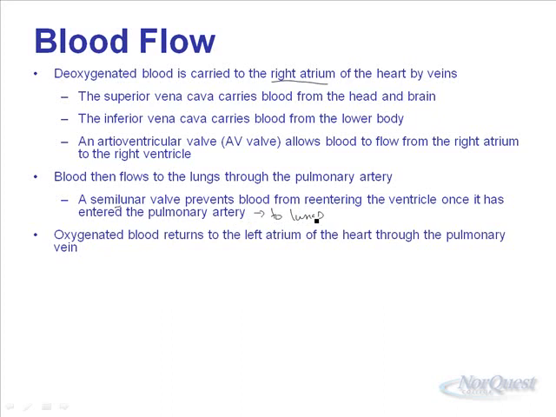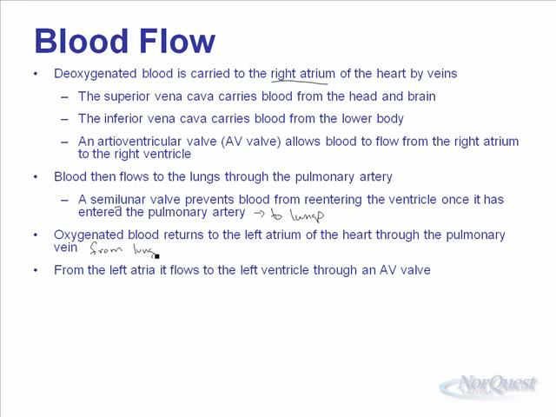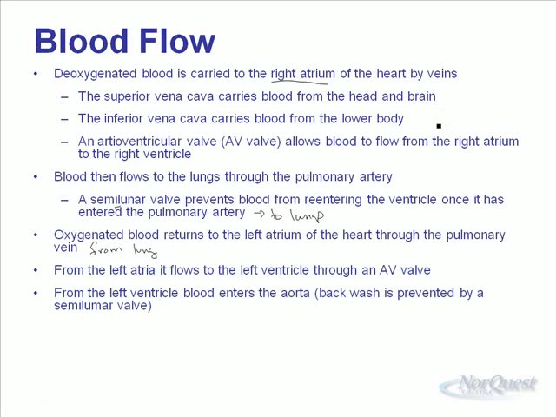To your lungs. The oxygenated blood is going to return to the left atrium of the heart through the pulmonary veins, and so this is from the lungs. It goes out to the lungs, it gets its oxygen, and returns to the heart at the left atrium, flows into the left ventricle. The left ventricle contracts, and again, it's going to flow through that AV valve that separates atria from ventricles, and from the left ventricle, it's going to be pushed into the artery. And again, the backwash is prevented by the semilunar valve, pushed into the artery and out to our body.